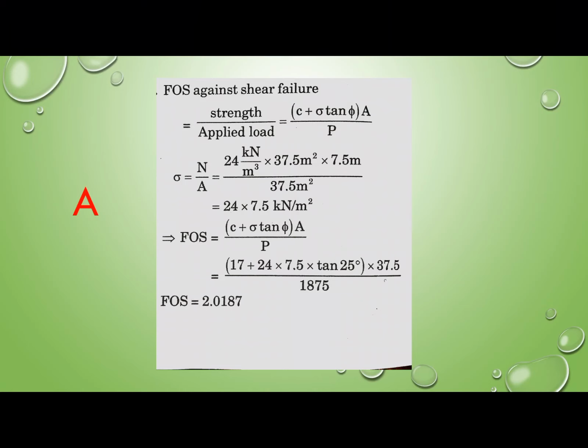So for the factor of safety, we have to substitute the sigma value in the equation. So we are getting it as 2.0187. So it's not a multiple choice question, it's a numerical question. So the answer we are getting is 2.0187.